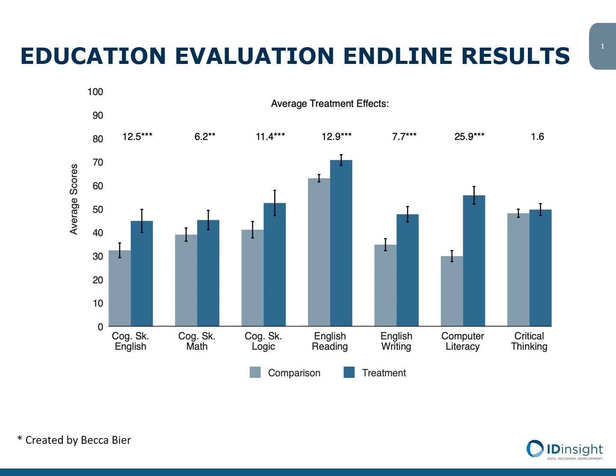At the end of the evaluation, we found that treatment students were performing significantly better than comparison students on a battery of academic tests. In this graph, I like how Becca presents the results of the various tests in a compact way that highlights the average treatment effects corresponding to each outcome, as well as the means and standard errors for each test for treatment and comparison students.